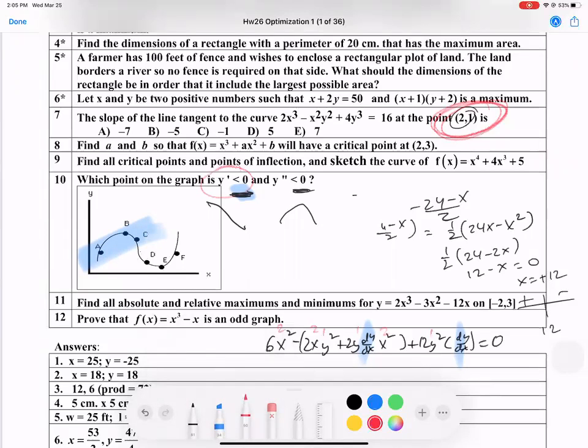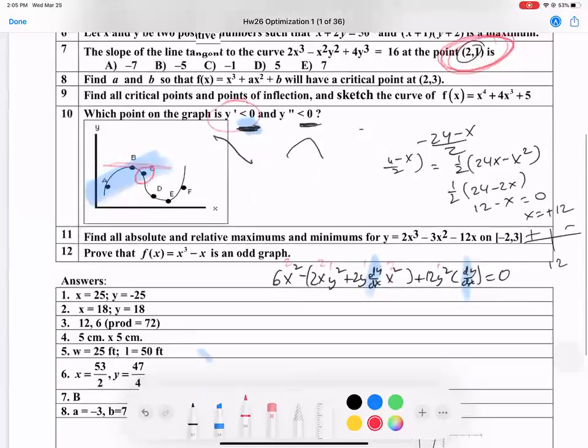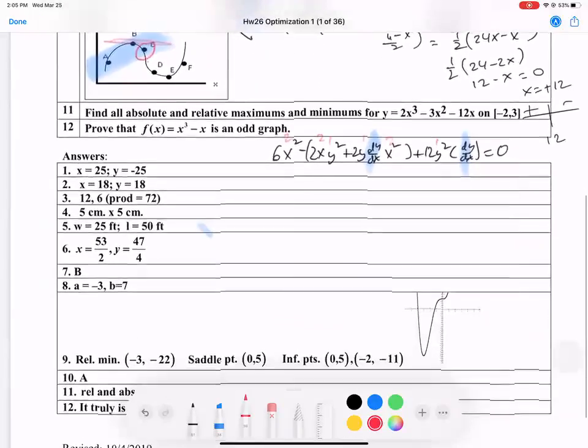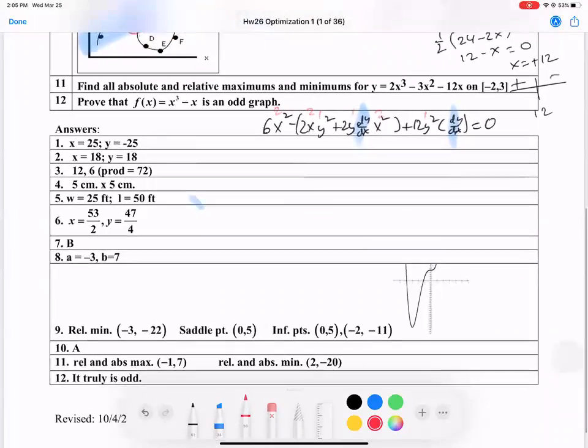So he's looking at C right there. I think B is supposed to be like a maximum. The answers are hidden. I don't know where they wrote the answers at all. Okay, thank you. I want to stop this.